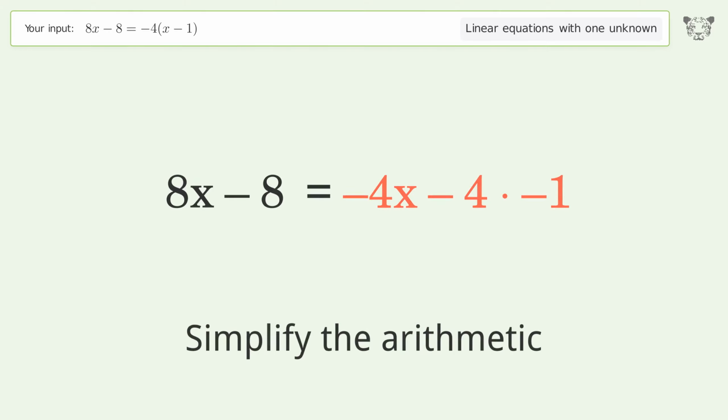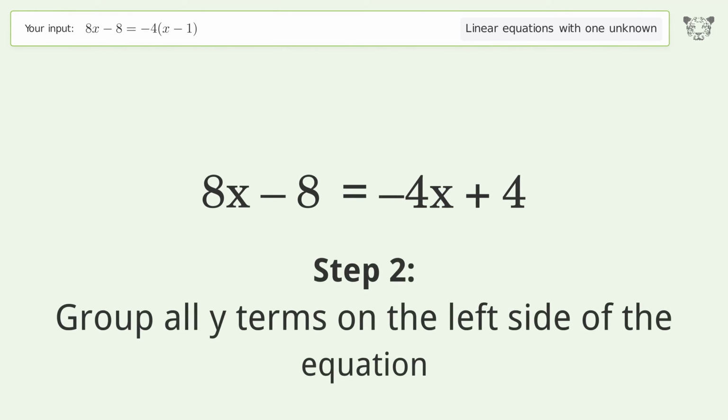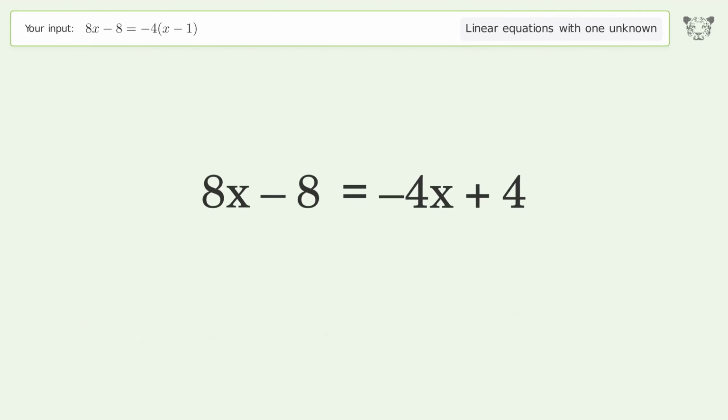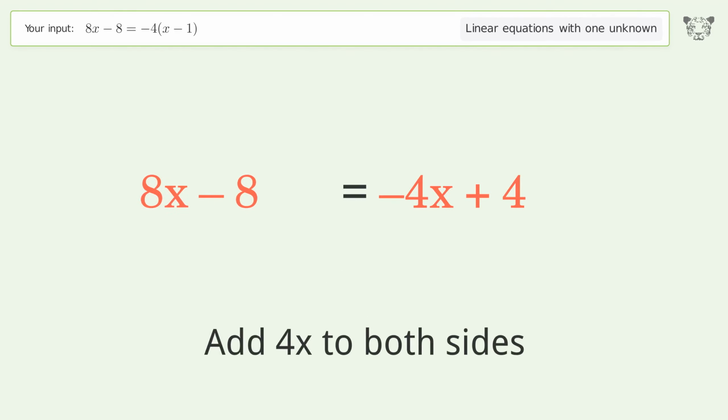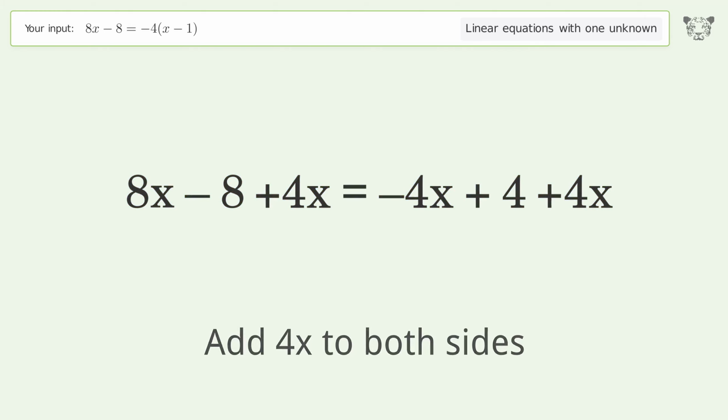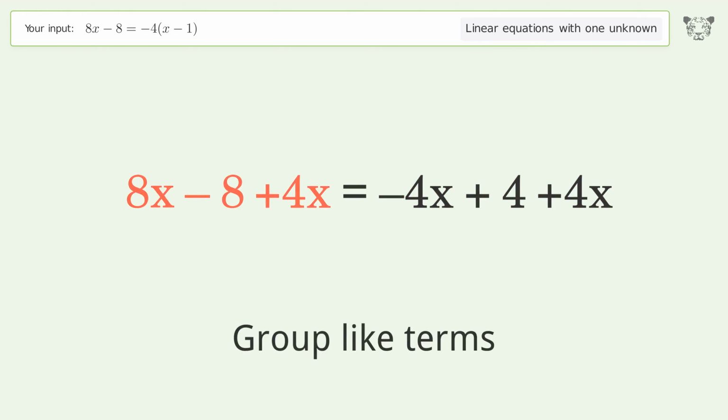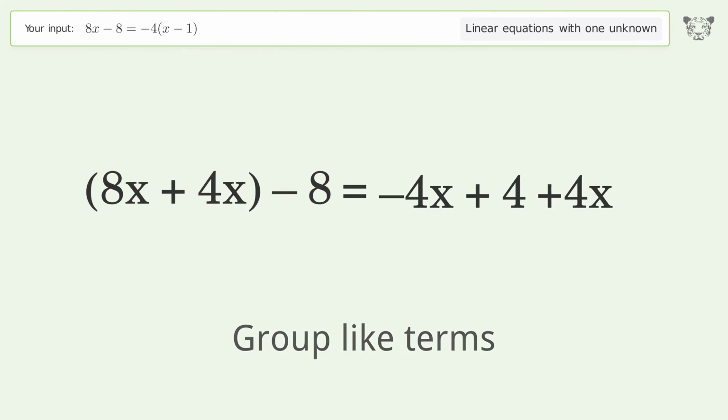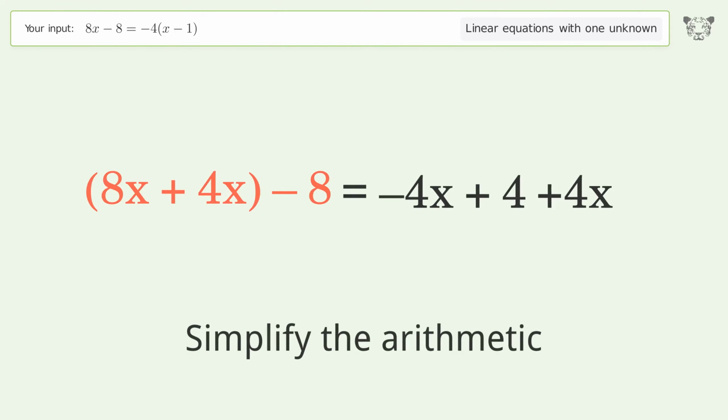Simplify the arithmetic. Group all y terms on the left side of the equation. Add 4x to both sides. Group like terms. Simplify the arithmetic.